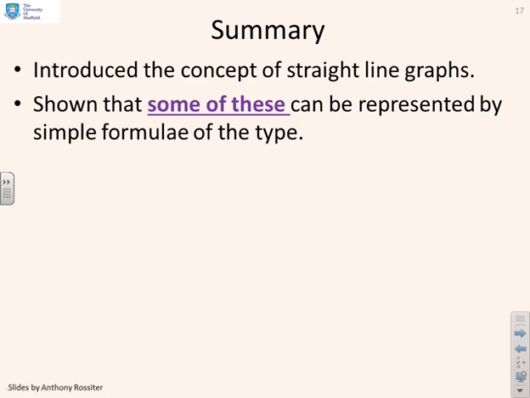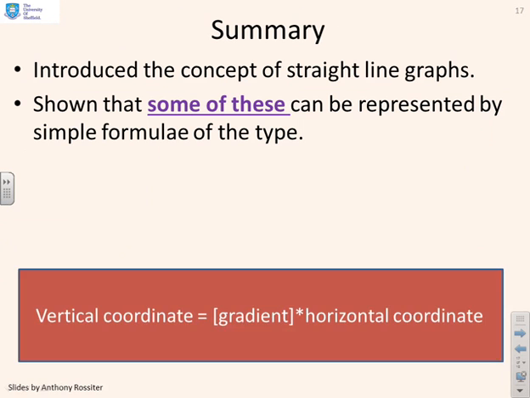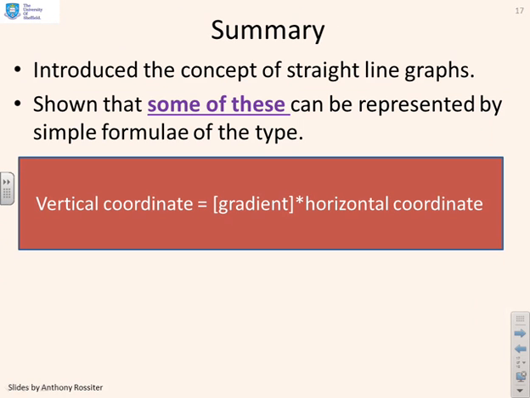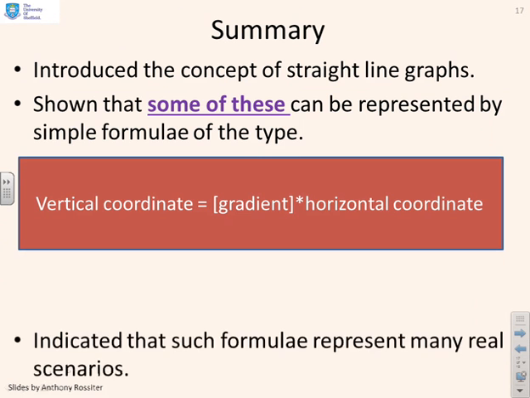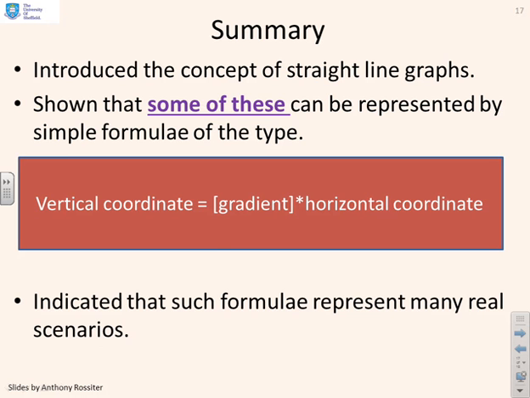So in summary, we've introduced the concept of straight line graphs. We've shown that some of these can be represented by a simple formula of the following type. The vertical coordinate equals the gradient times the horizontal coordinate. We've indicated that such formula represent many real scenarios.